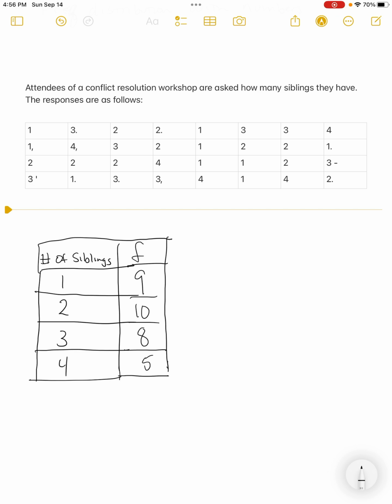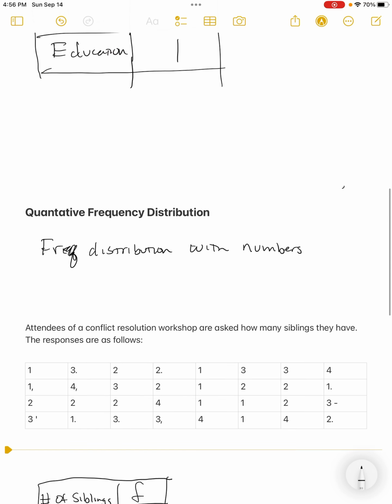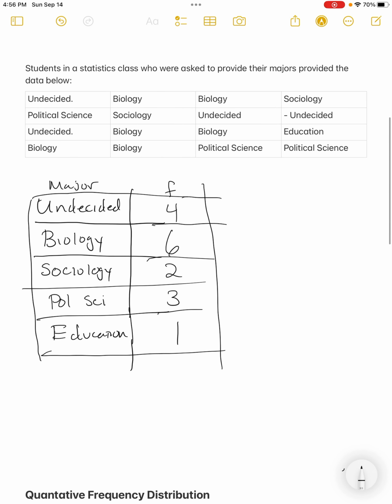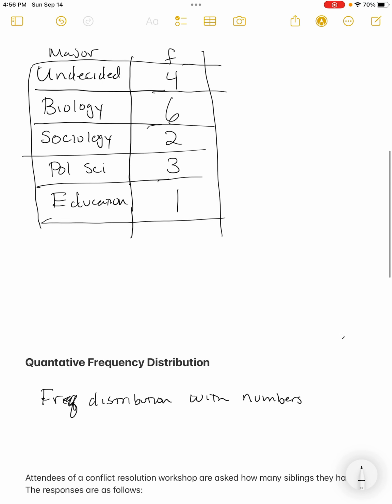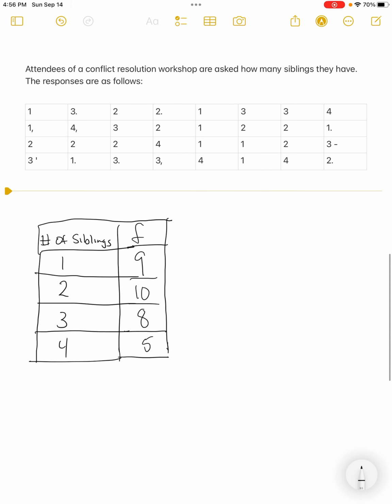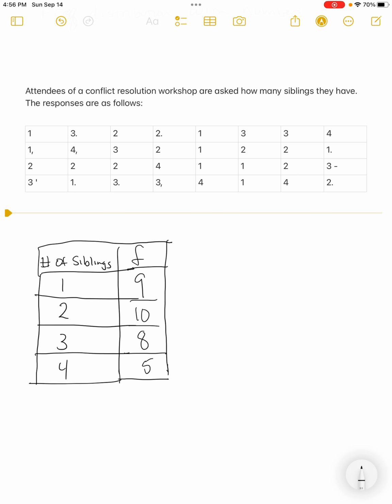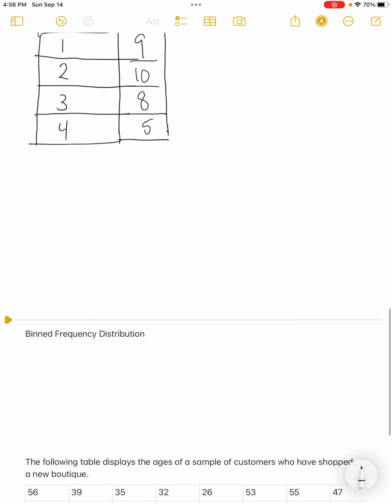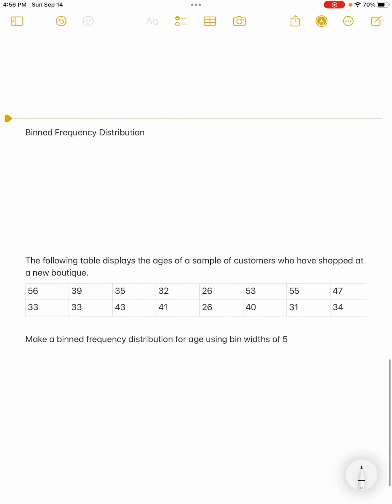This is the quantitative frequency distribution for this set of data. So it's very similar to our categorical one, right? There we were looking at words and just counting them up. Here we're looking at numbers and just counting them up. Sometimes, though, our data spans a very wide range. Like this one was small, it went from 1 to 4, so it makes sense to have each single number. But when it gets really big, we do what's called a bin frequency distribution.